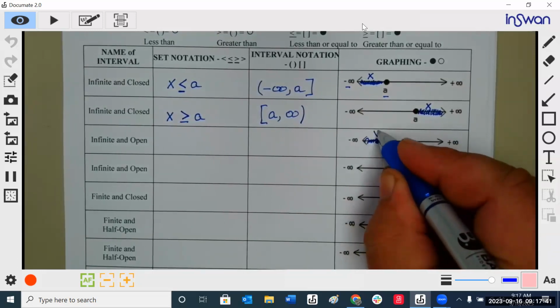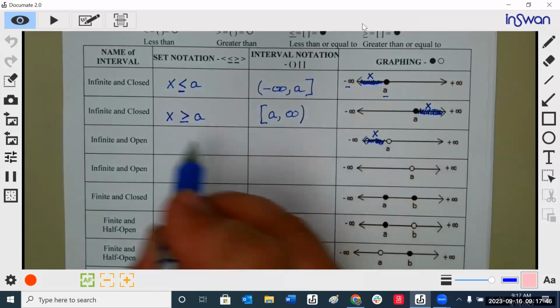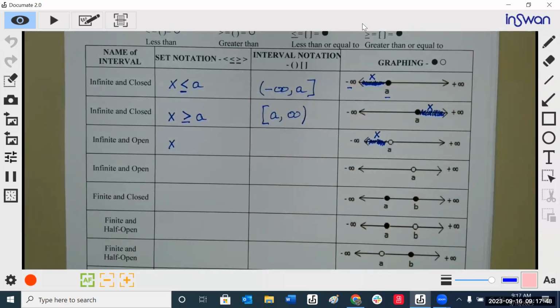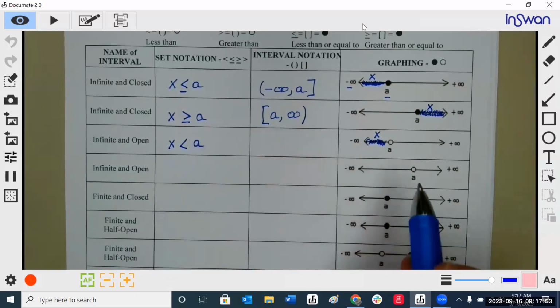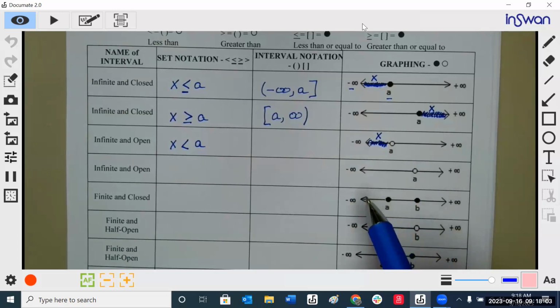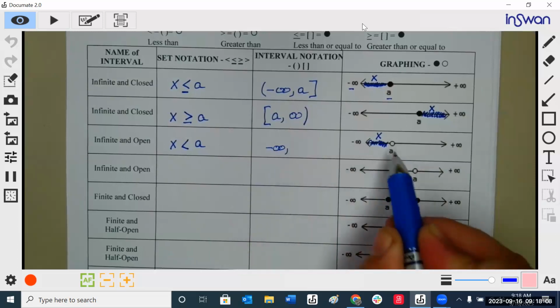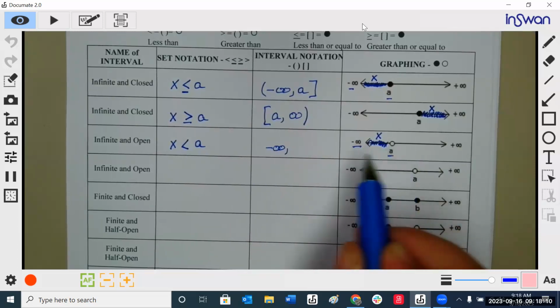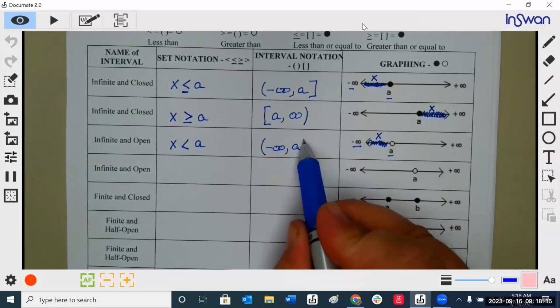The next one. Again, we look at what's shaded. That is your X value. X is strictly less than A. Why is it strictly less than A? Because we can't use A. It's an open circle, so we can't use A. The smallest number we have in our list is negative infinity. It starts at negative infinity and goes to A. Parenthesis. A can't be used, so it's also a parenthesis.